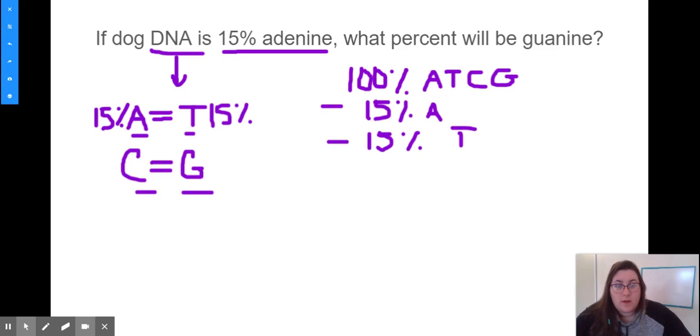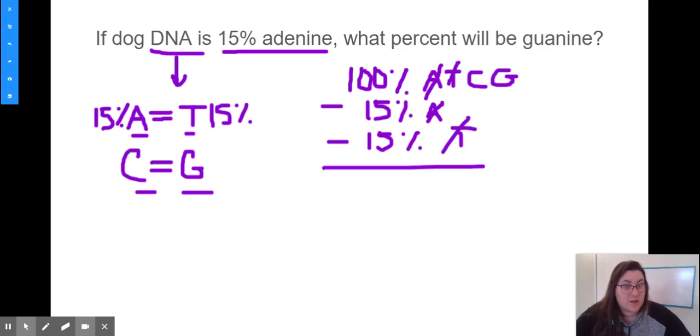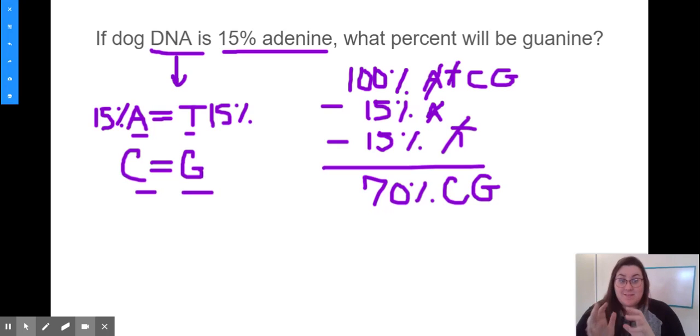Now I can cross out these T's because I'm subtracting them out, and I can cross out the A's, and I've got 100 minus 15 minus another 15, and that's going to leave me with 70% of my DNA, and I can bring down those letters, which are C and G. So that means 70% of my whole DNA molecule is going to be made up of C's and G's. But remember, my goal for that problem was to figure out what is just guanine's percent.